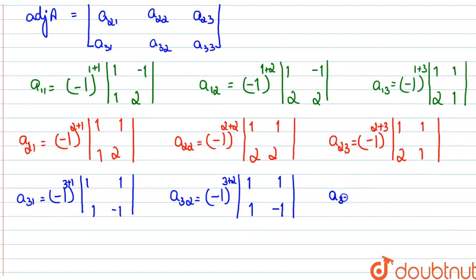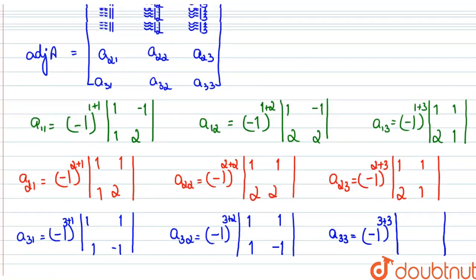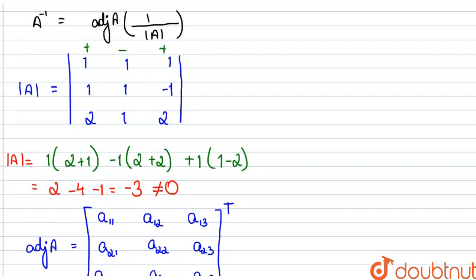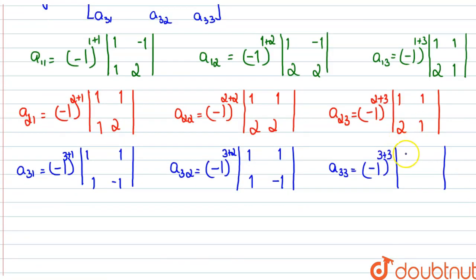1, 1, 1, minus 1. Now our A33 will be minus 1 to the power 3 plus 3. And our determinant of, now we leave the third column and third row. We have all 1s. So 1, 1, 1 and 1. Now the value of our A11 is minus 1 to the power 2, so plus 1 and 2 plus 1. So 3.